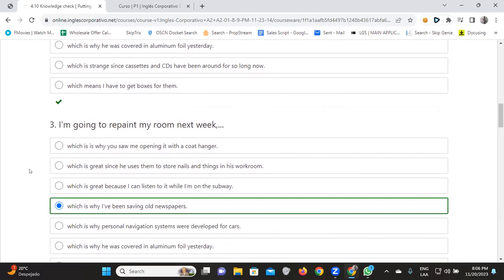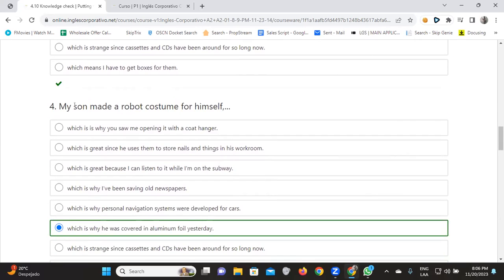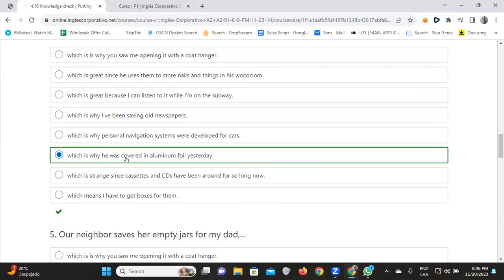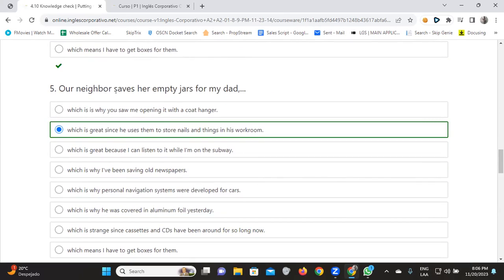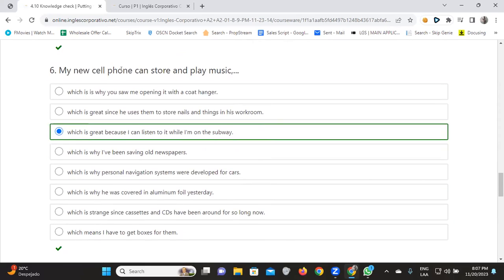Number three, I'm going to repaint my room next week. And the answer is, which is why I've been saving old newspapers. Number four, my son made a robot costume for himself. And the answer is, which is why he was covered in aluminum foil yesterday. Number five, our neighbor saves her empty jars for my dad, which is great since he uses them to store nails and things in his workroom. Number six, my new cell phone can store and play music. And the answer is, which is great because I can listen to it while I'm on the subway.